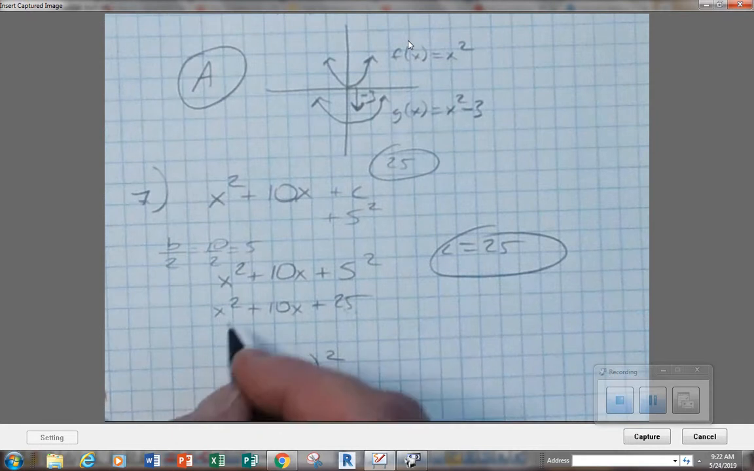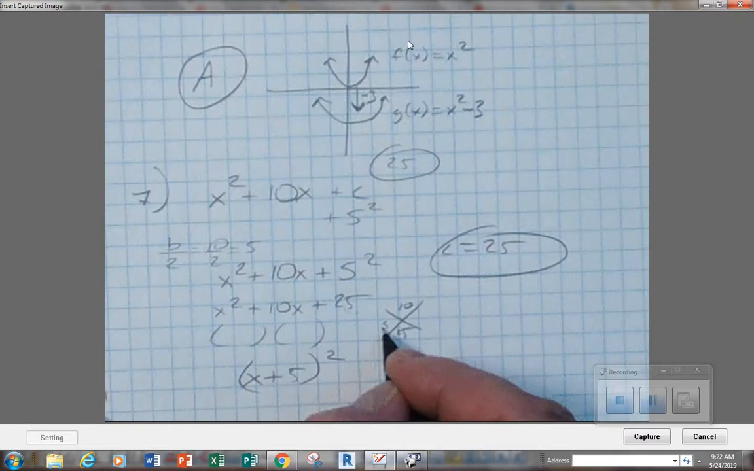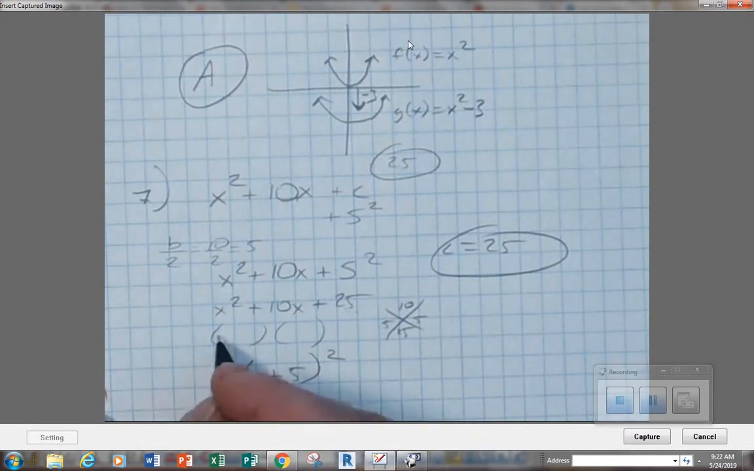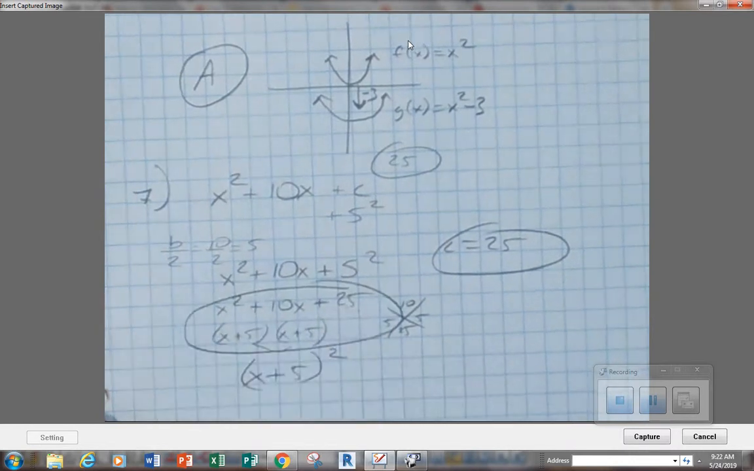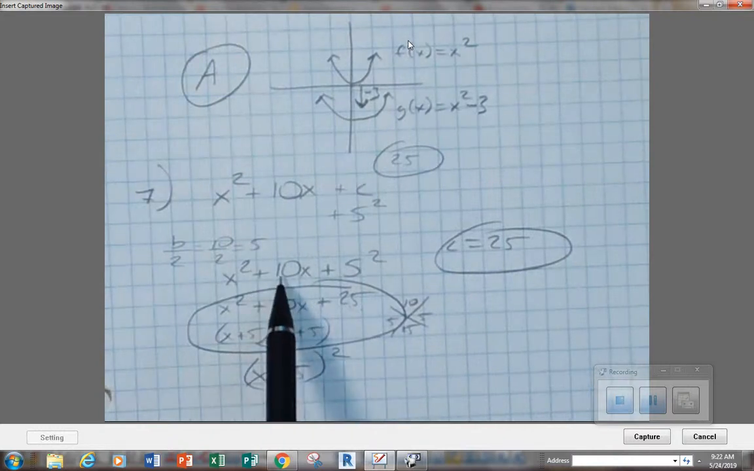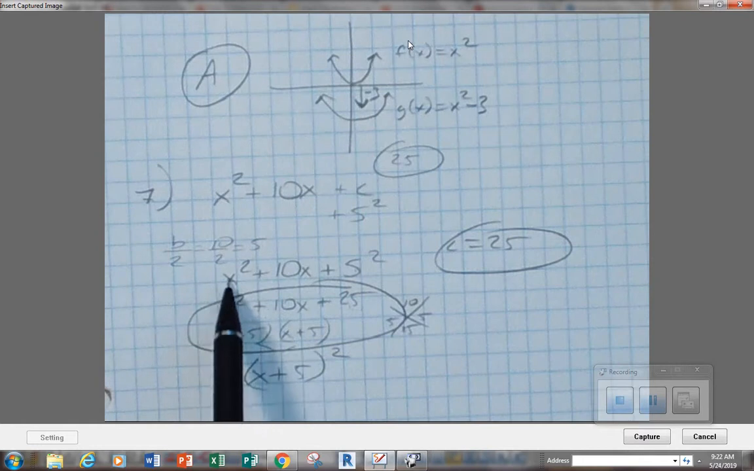If I were to factor this using the x method, that would be 5 and 5, remember. So this would be x plus 5. And since there's 2 of these, that's why we write this squared. So again, we want you to just skip this middle step and know whenever you add half of b squared, which is your c term, that automatically happens. All right, that was number 7. All right, number 8.